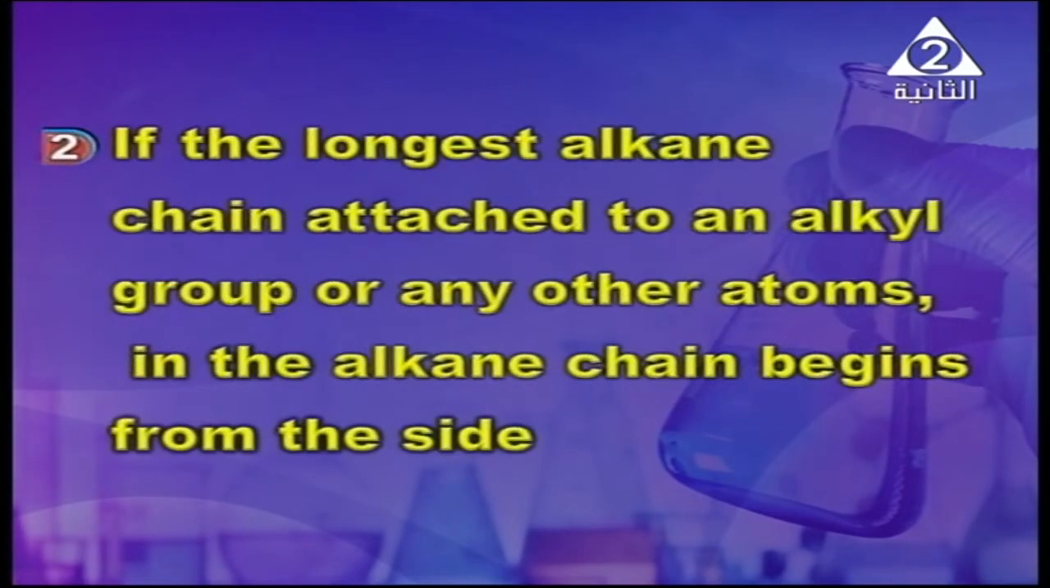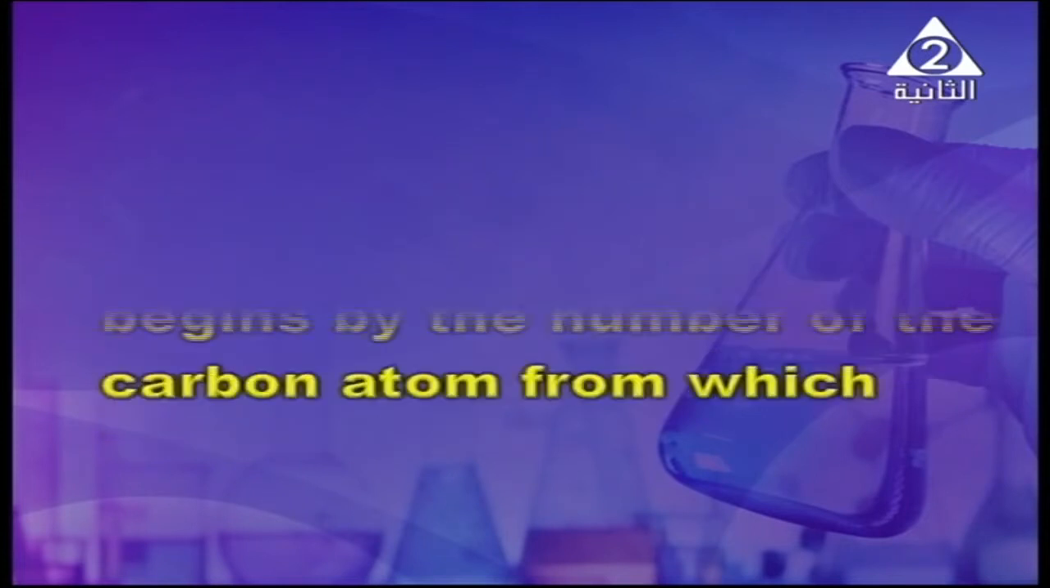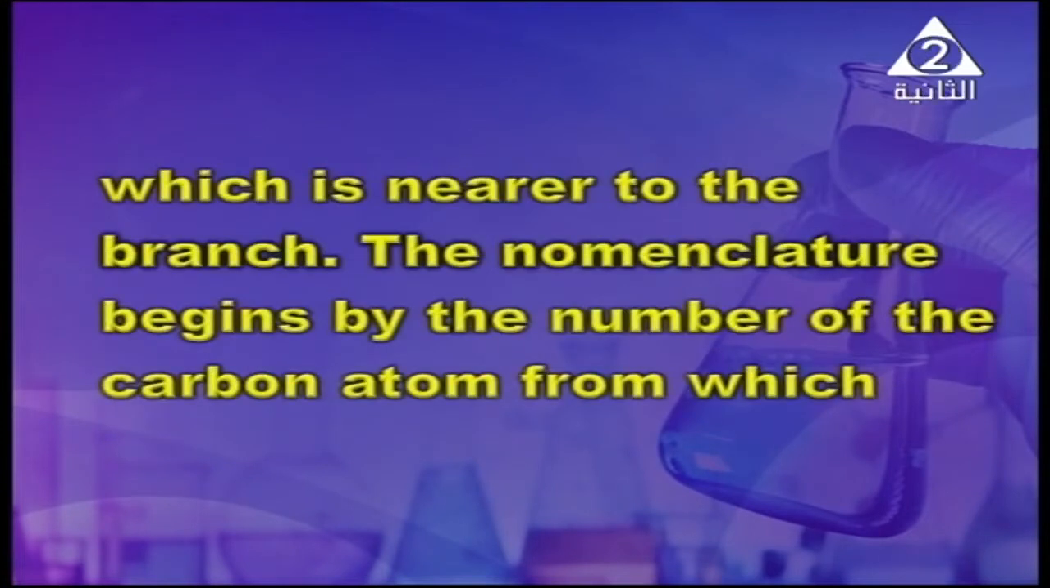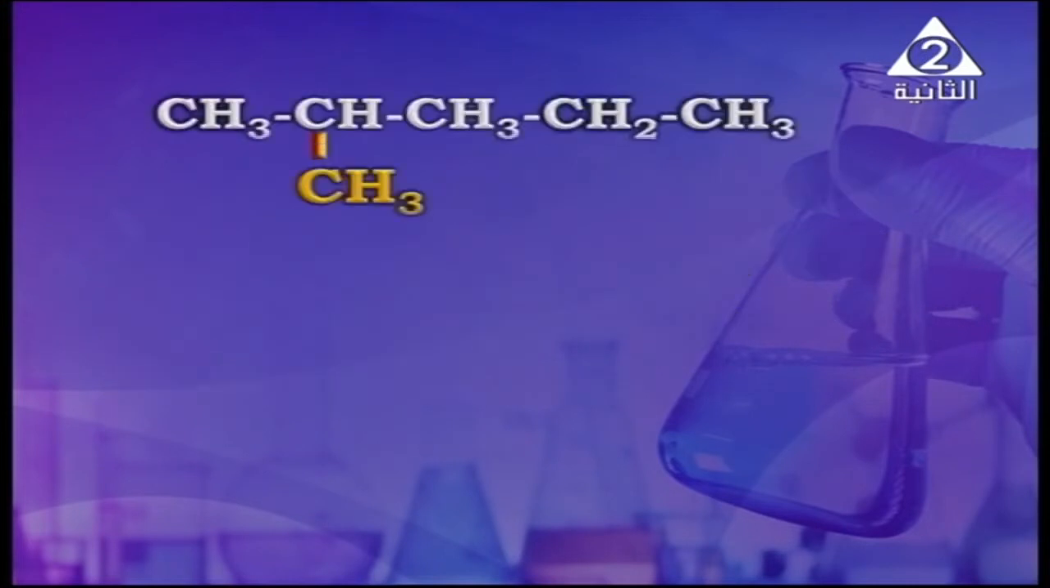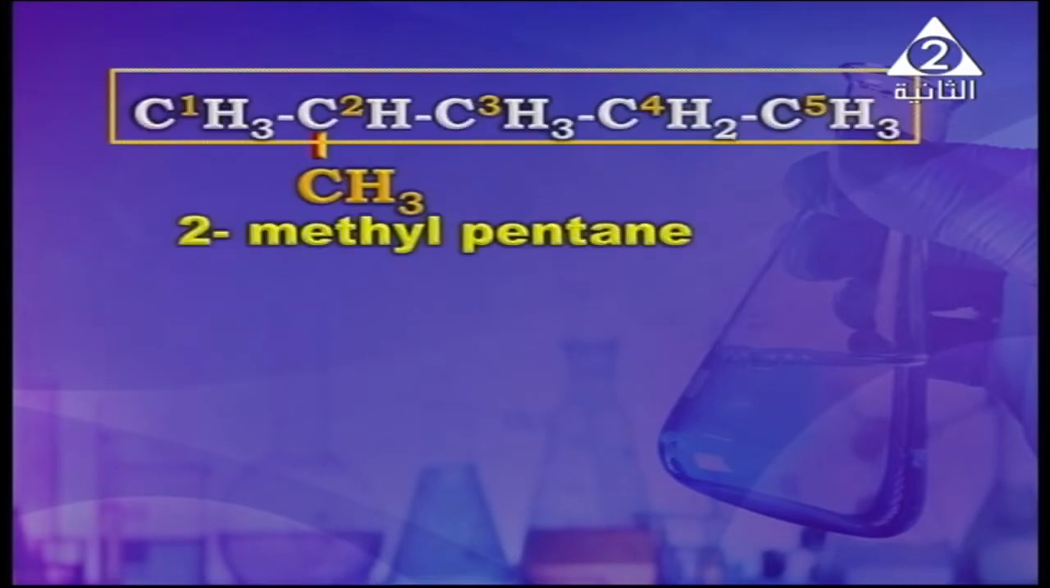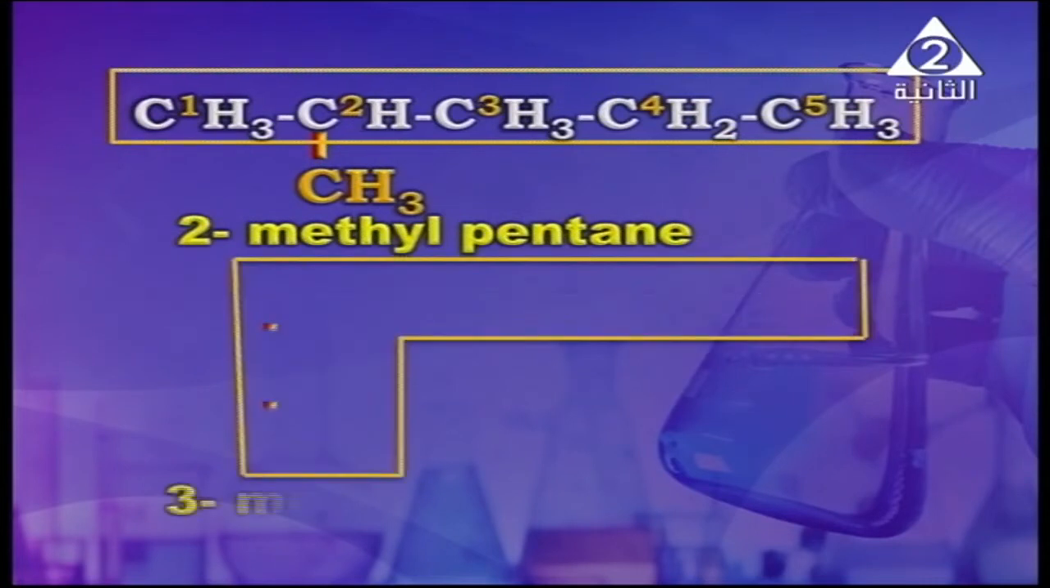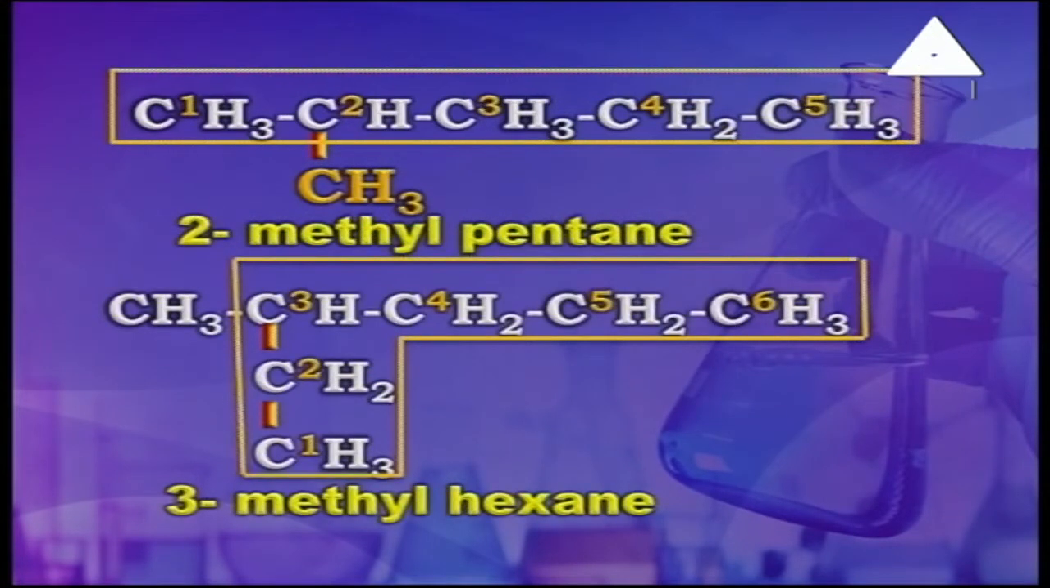If the longest alkane chain has an attached alkyl group or any other atoms, the numbering begins from the side nearer to the branch. The nomenclature begins with the number of the carbon atom from which the branch arises, then the name of the branch, ending with the name of the alkane, as shown on the screen. Here its name is 2-methylpentane. We have to start the numbering from the carbon near the branch. And here is another example, 3-methylhexane.